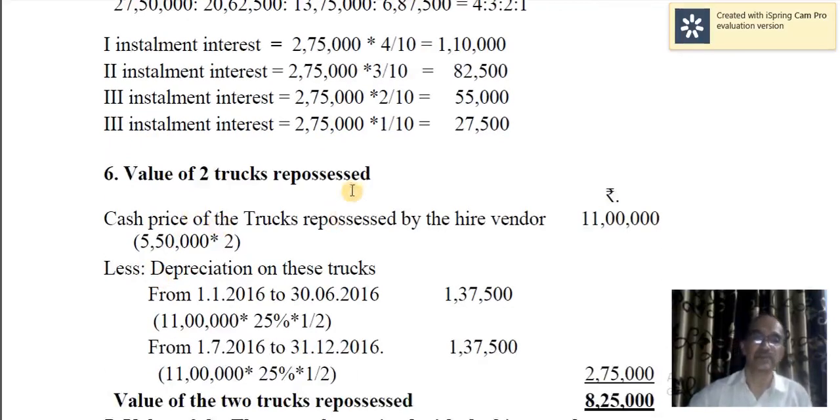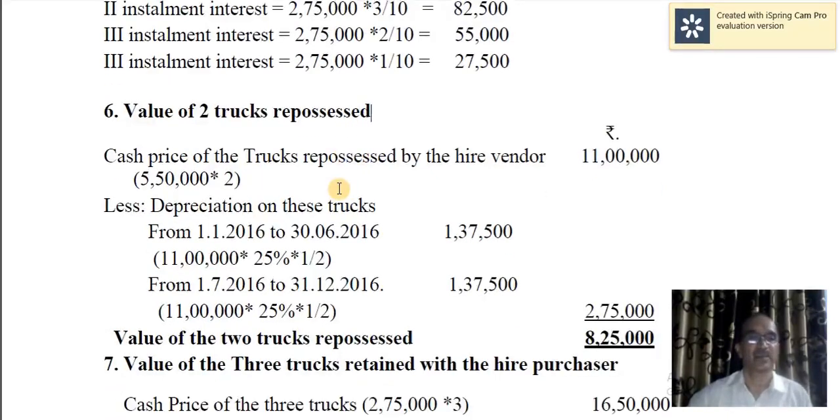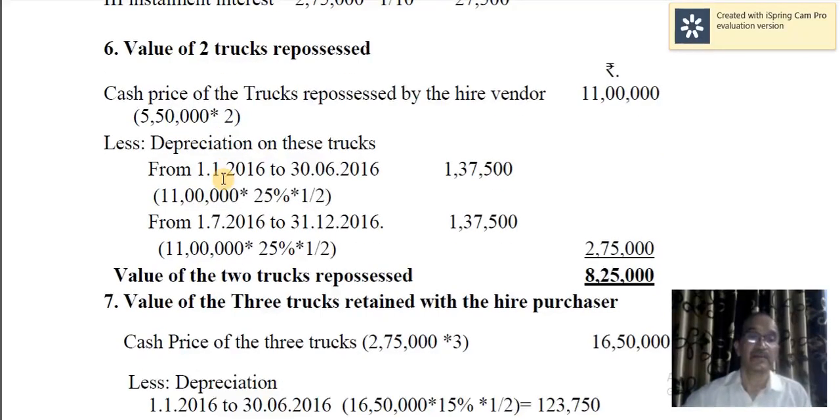Value of the 2 trucks repossessed. The cash price of the trucks repossessed by the hire vendor is 11 lakh, so 5 lakh 50,000 into 2. Then depreciation on these trucks. Till 30th June, the first half-yearly installment is due. So 1 lakh 37,500. Here the first accounting year ends. It is given in the problem that every year accounts are closed on 30th June. Therefore here you will get only half year.